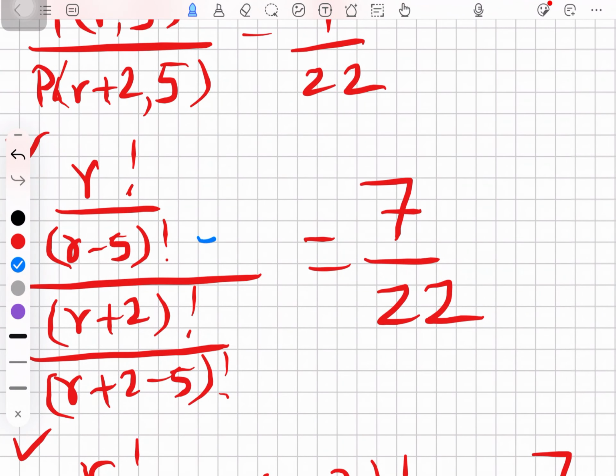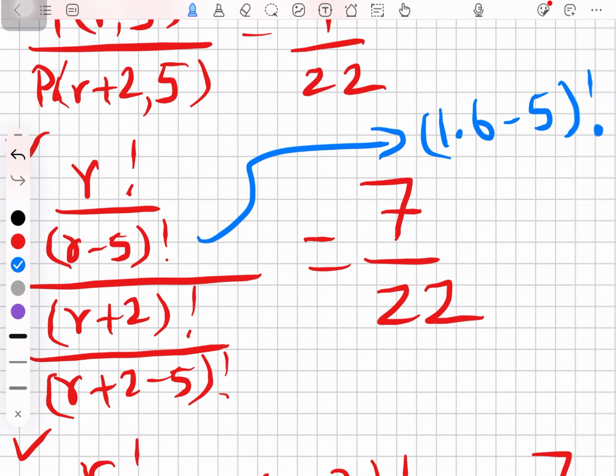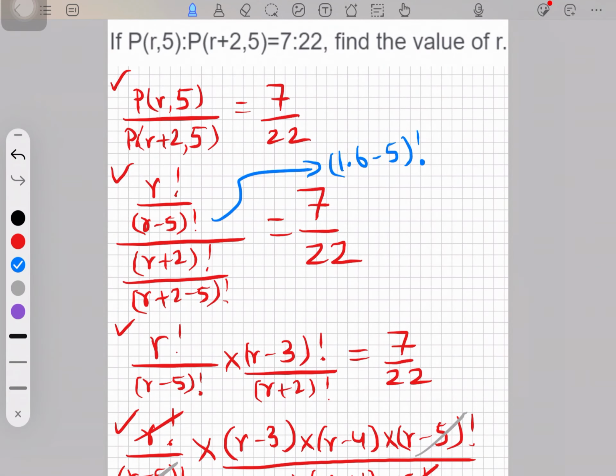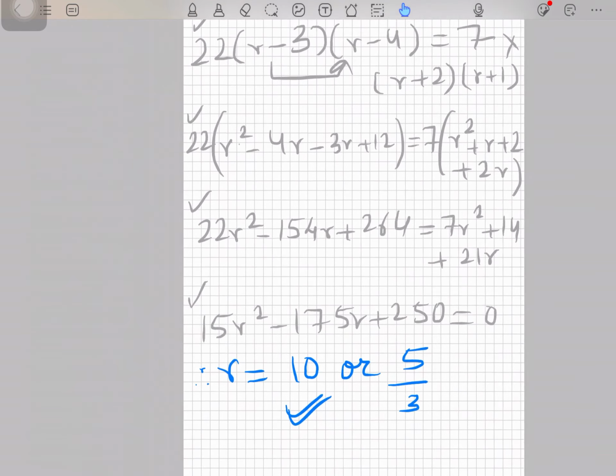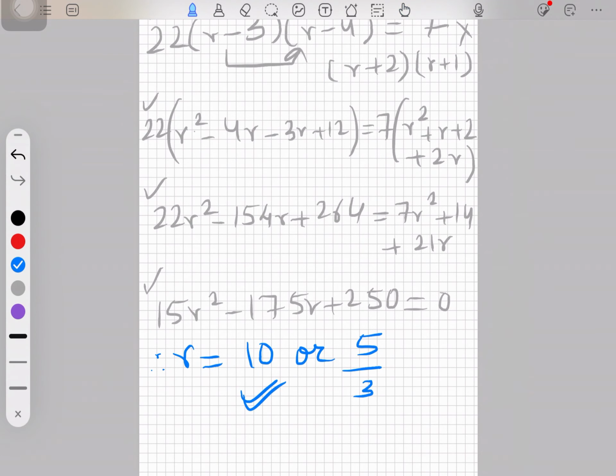look over here. 5 over 3 is something like 1.6. 1.6 minus 5 factorial will give you a negative number, and the factorial of a negative number is not a real number. It's a complex number, so we are not going to deal with complex numbers here. So the correct value is 10 and not 5 over 3. So therefore the correct answer simply is 10.